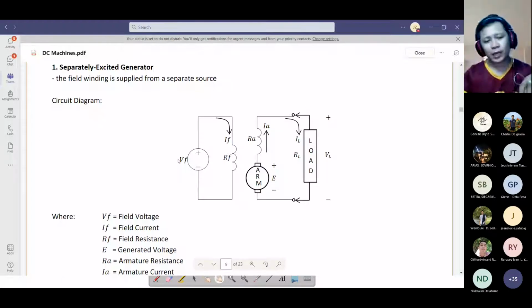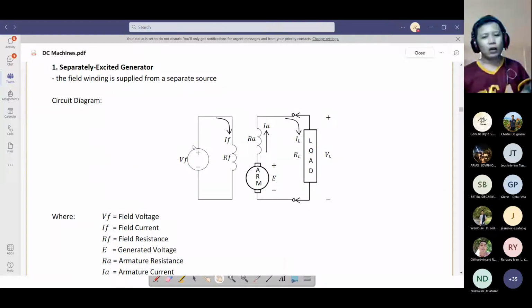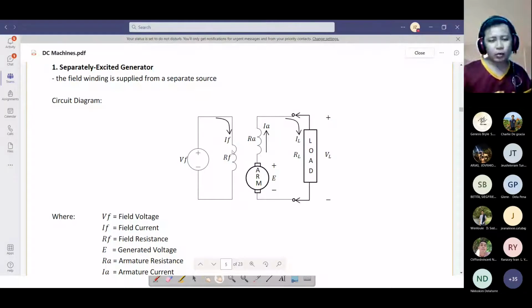It's because your field winding is supplied by a separate source. Since it is a separate source, it will not have a reaction towards your armature. Even if you made the field winding source voltage higher or lower, or the current higher or lower, it will not have an effect on your armature circuit. That's why, as I've said, we are only going to consider the armature side going towards the load side.